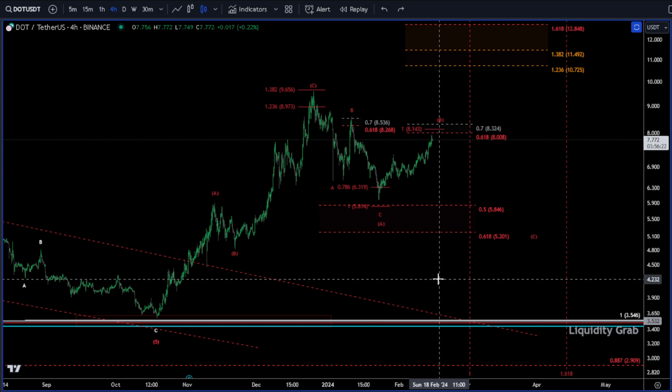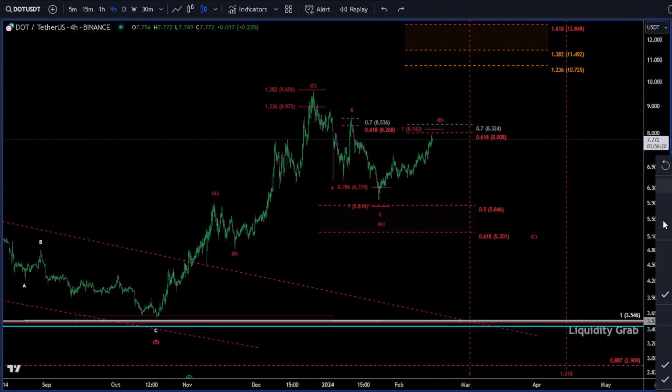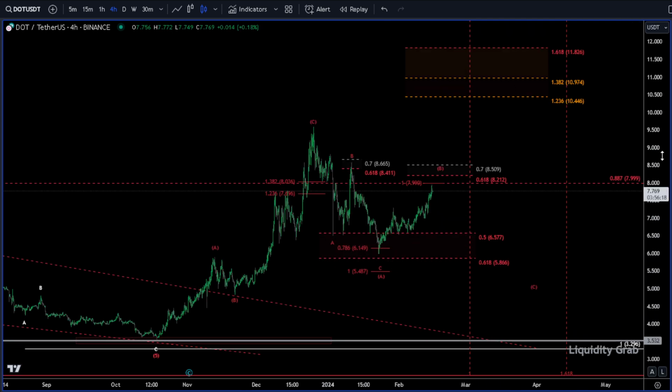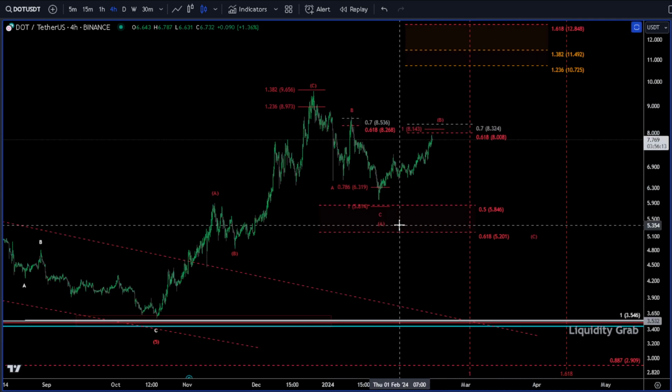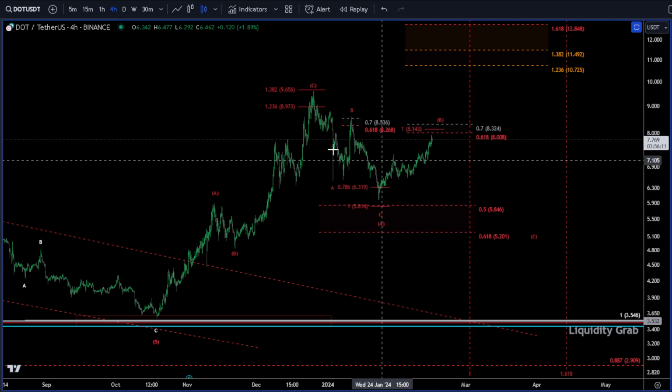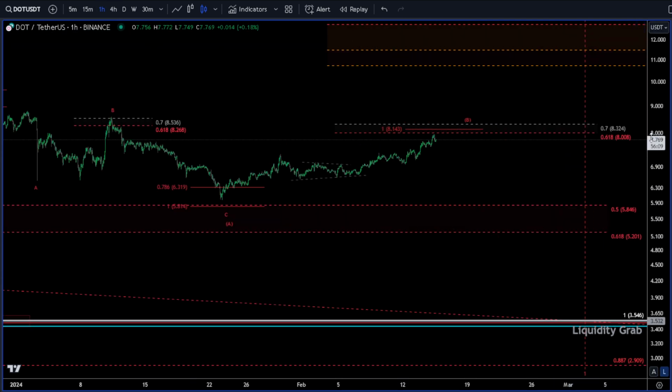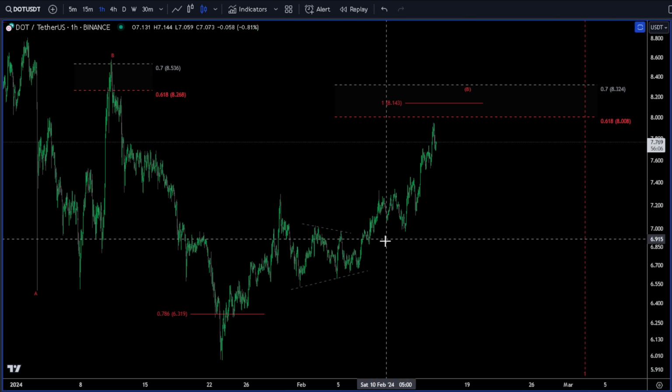We haven't reached the 50 and the 618 yet. I think we have on linear. Yeah, on linear we have, but on log we haven't. But it just does not look complete to me yet. This isn't impulsive. We go down to the hourly. If you look at this move, it's not impulsive.